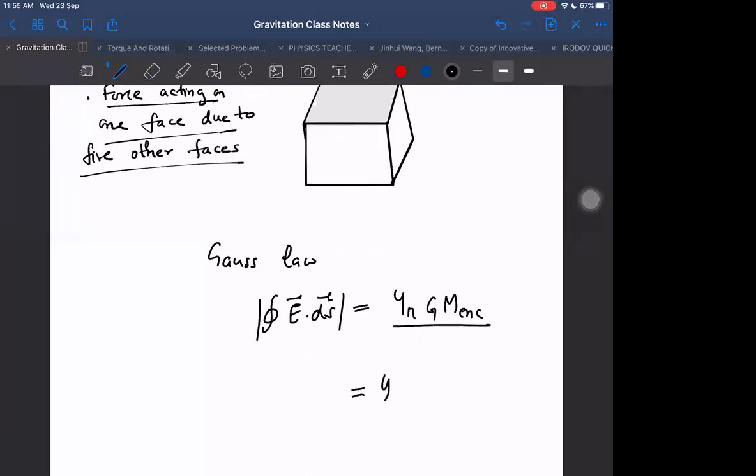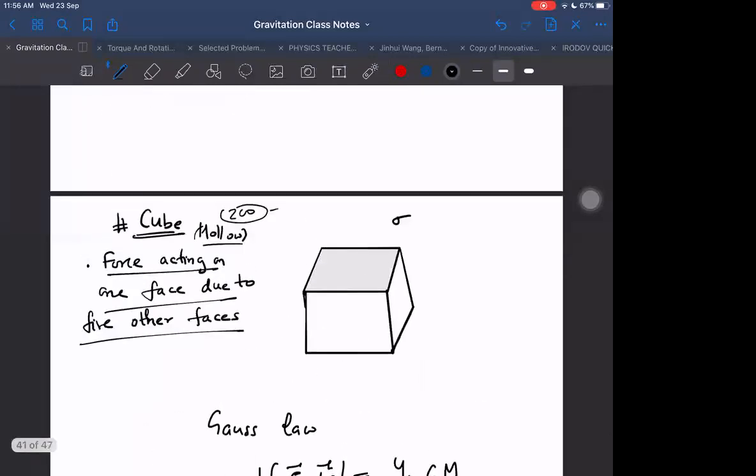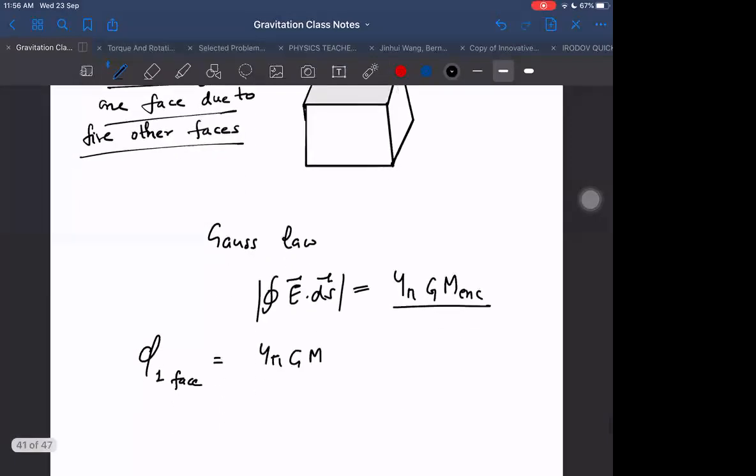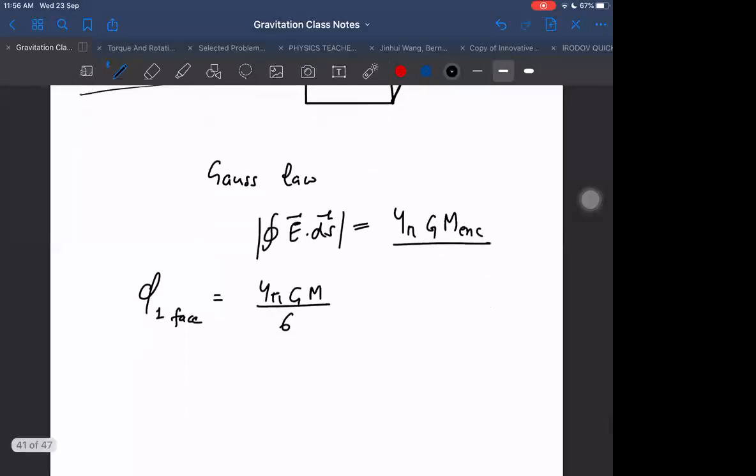Then what will be the flux? We know the total flux. Out of that, what will come through one face? Phi through one face will be what? 4 pi G into total mass of the cube. It is a hollow cube first of all. It has just 6 plates. Imagine there are 6 plates, so divide by 6. That will be the flux through one face.